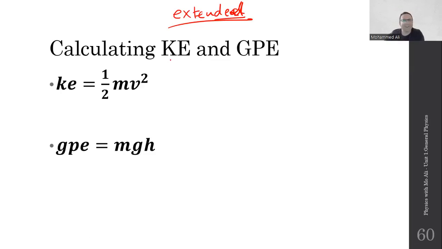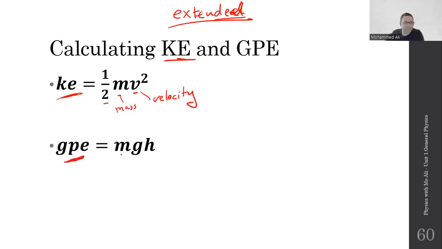Self-esteem and stuff. Anyway, calculating kinetic energy. How do we calculate this stuff? You calculate kinetic energy using this equation: half times m times v squared, half times mass times velocity squared. So obviously, the faster an object is, the more kinetic energy it has, right?